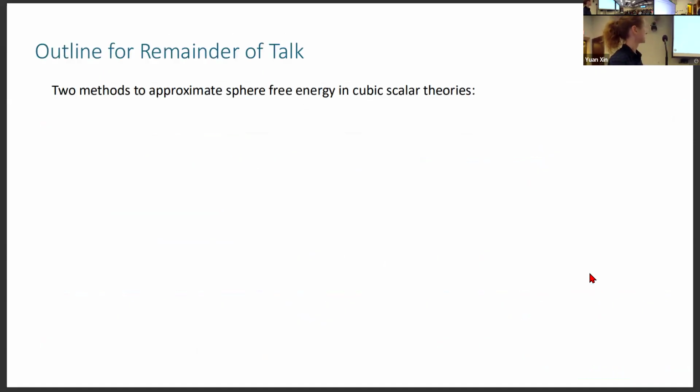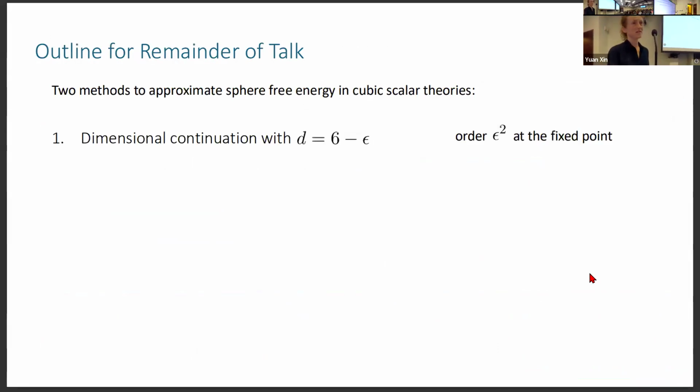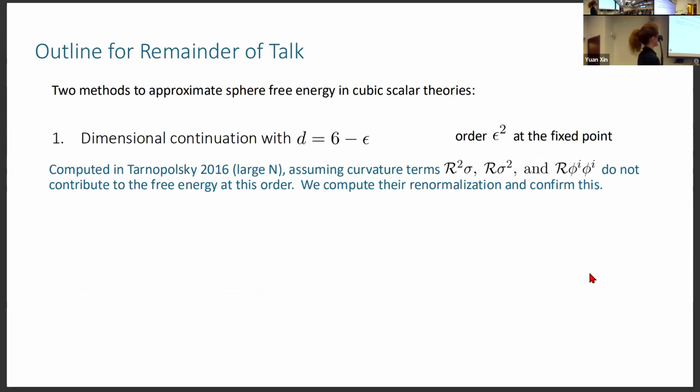So the outline for the rest of the talk is that I'll go through 2 methods for calculating the sphere free energy for these cubic scalar theories. The first is the usual dimensional continuation with d=6-epsilon, and we'll work to order epsilon squared at the fixed point. So this was actually computed by Grisha in 2016, who presented the results for large n, but he assumed, so since we're on the sphere, we can have curvature coupling terms. And in that work, these curvature coupling terms were assumed to not contribute to the sphere free energy at this order. But it wasn't actually computed, so we had to actually compute the renormalization, and we confirmed that they don't contribute to this order.